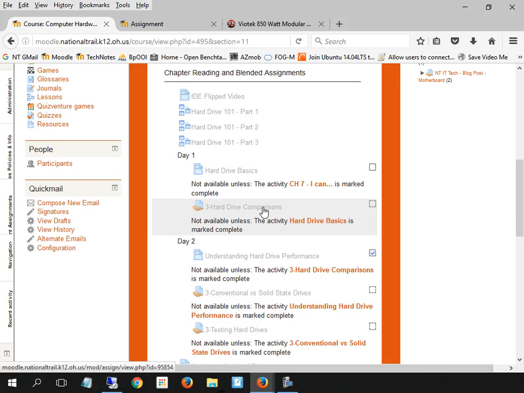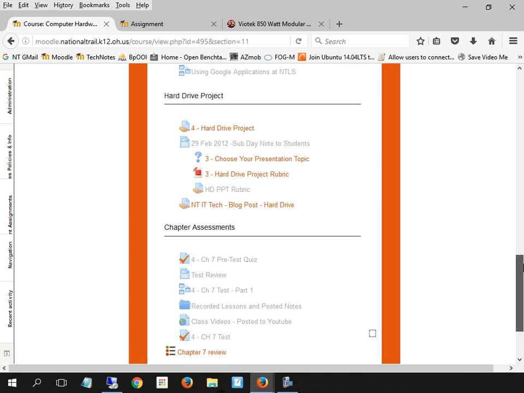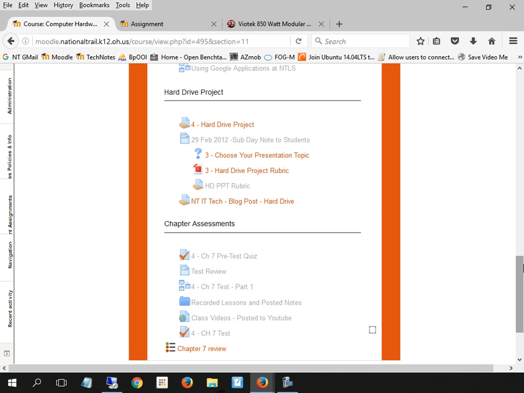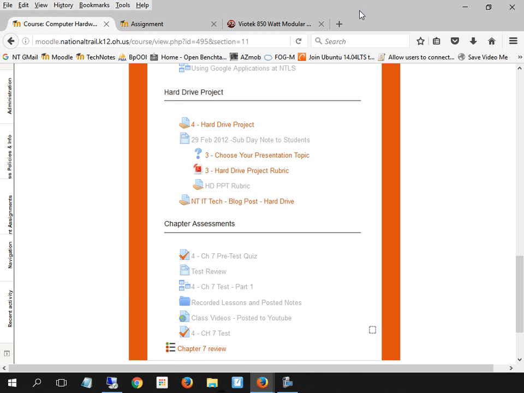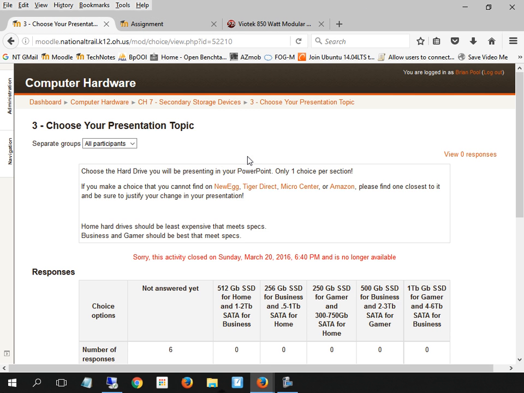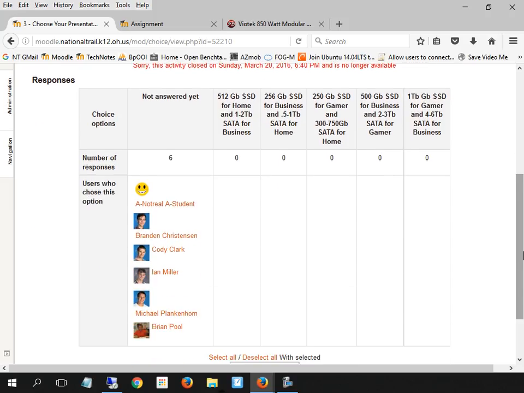So the hard drive project, you guys are going to have all day today to work on it, and we're going to present on Tuesday, so you've got 4 days to finish it after today. First of all, you have to go to the hard drive, not the rubric, choose your presentation topic if you haven't already, and then there are a variety. You're all going to present on a solid state and a spinny drive. So a solid state drive for home and a 1 terabyte for business.